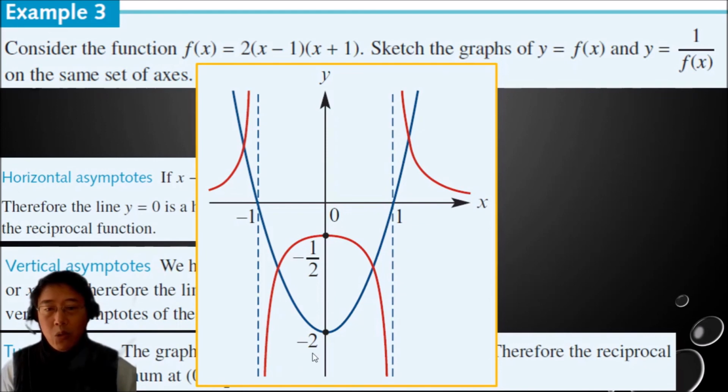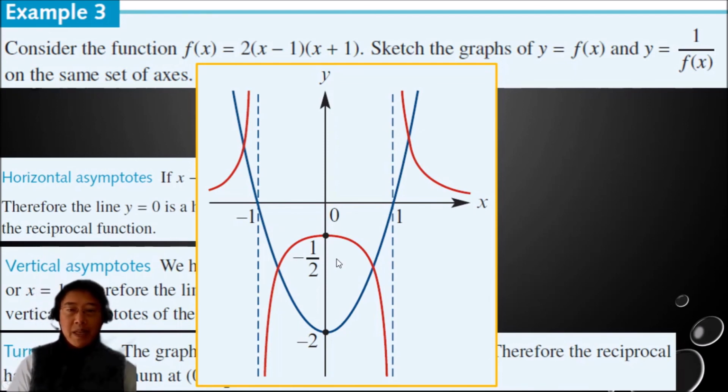Commenting on the turning point, this is your minimum for your function f. That will become a local maximum for your reciprocal between that interval -1 and 1. Again, it's local. And in red, to summarize, that's how you graph the reciprocal function.